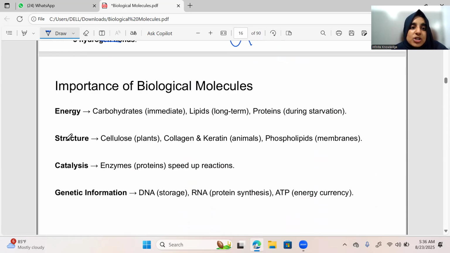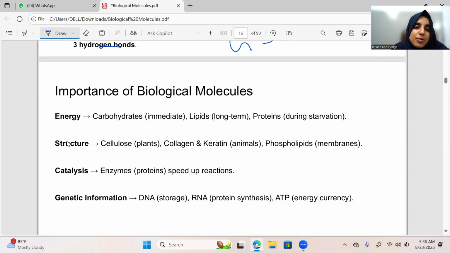Right, now the importance of biological molecules: these basically provide energy. Carbohydrates are the immediate source of energy. Lipids provide long-term energy and they provide more energy as well. Carbohydrates provide almost 4 kilocalories and lipids provide 9 kilocalories. And proteins help in starvation. They provide energy during starvation.